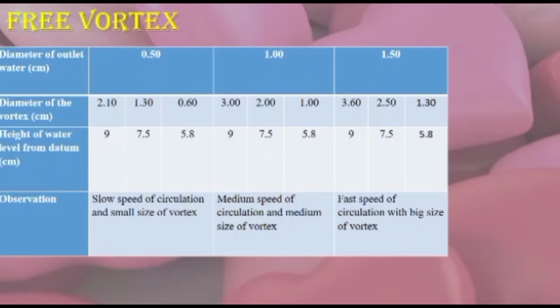For the outlet water diameter of 0.5 cm, we observe that there is a low speed of circulation and a small size of vortex created. In the other case, when the outlet water diameter is 1.5 cm, we observe that a fast speed of circulation occurs with a big size of vortex.